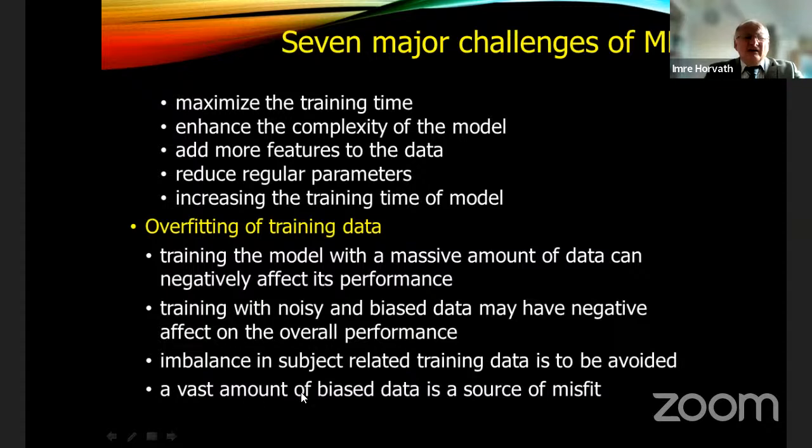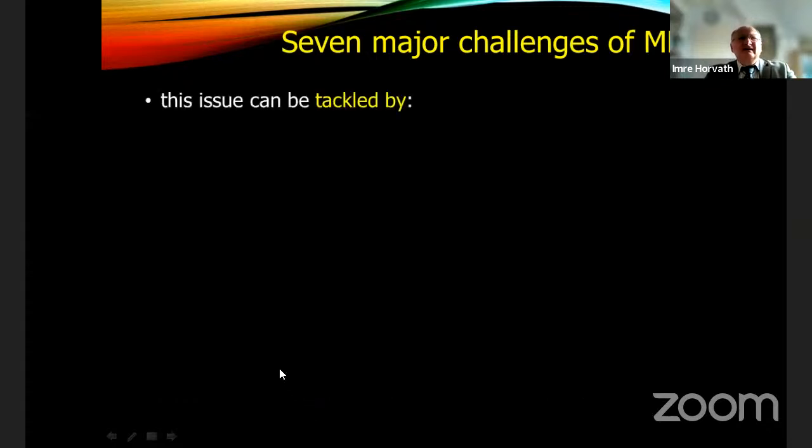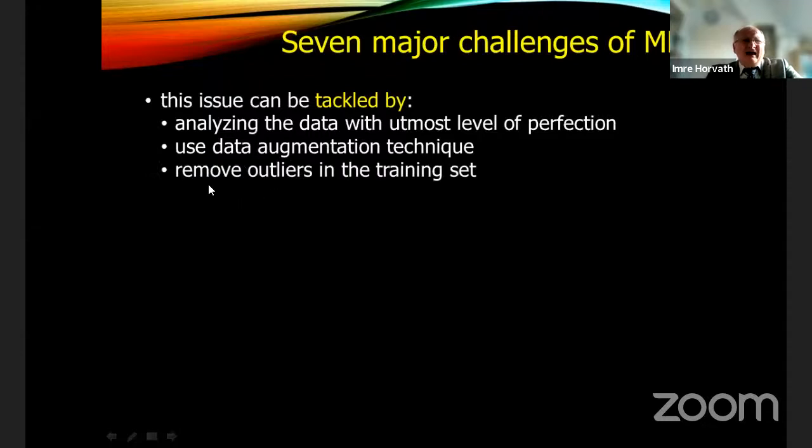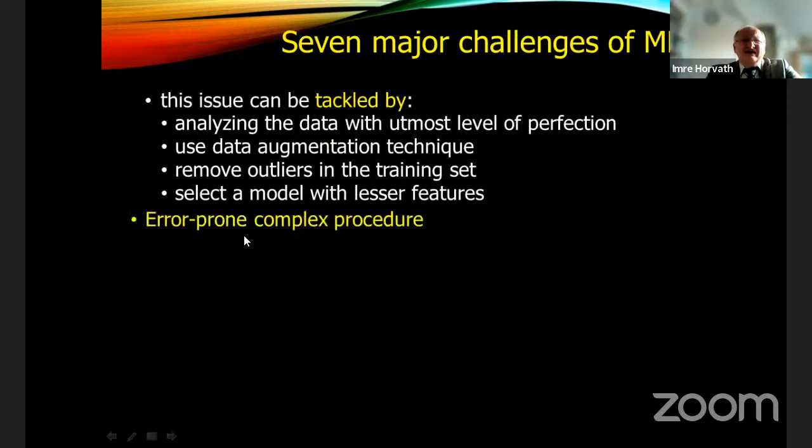So if the training data is dominated by undisclosed biased data, it has a negative effect. This issue can be tackled by analyzing the data with utmost perfection, but obviously if you want to analyze the data, you need dedicated methods, experts, and time. Use data augmentation techniques. This tries to automate the process, but it is still in a rather premature stage, to my best knowledge. A simple approach is to remove outliers in the training set. And ultimately, we may also think of selecting a model with far fewer data features.